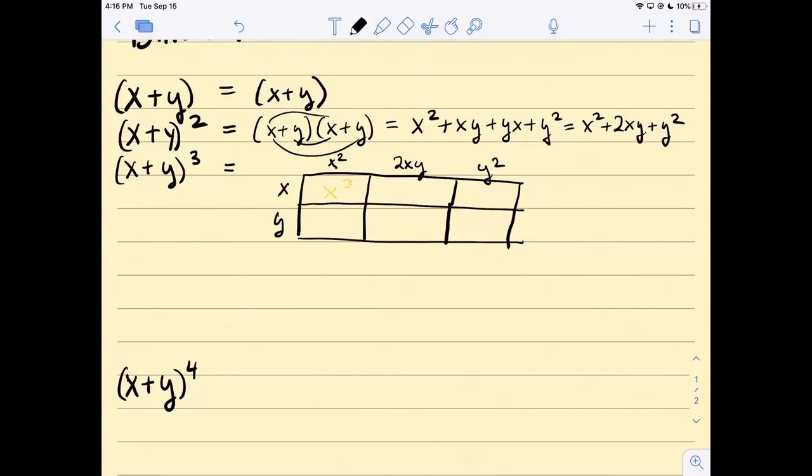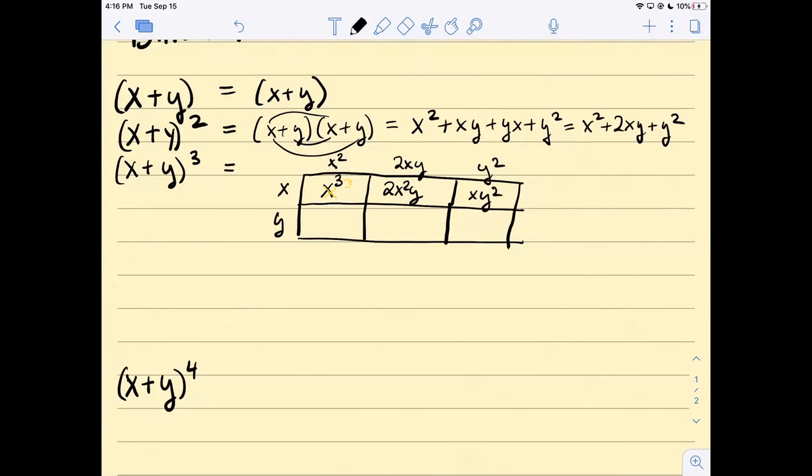Okay, so x times x squared is going to be x to the third. Awesome. X times 2xy would be 3x squared y, right? This one would just be 2x squared y. It just bumps up. The two stays. You're correct. And then xy squared. Awesome.